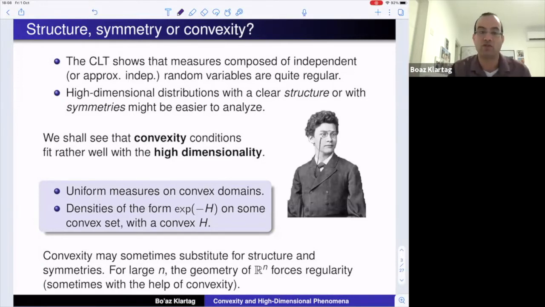But of course, there are also other examples. You could have a Markov chain, you could have approximately independent random variables, and also in these cases you get the central limit theorem.